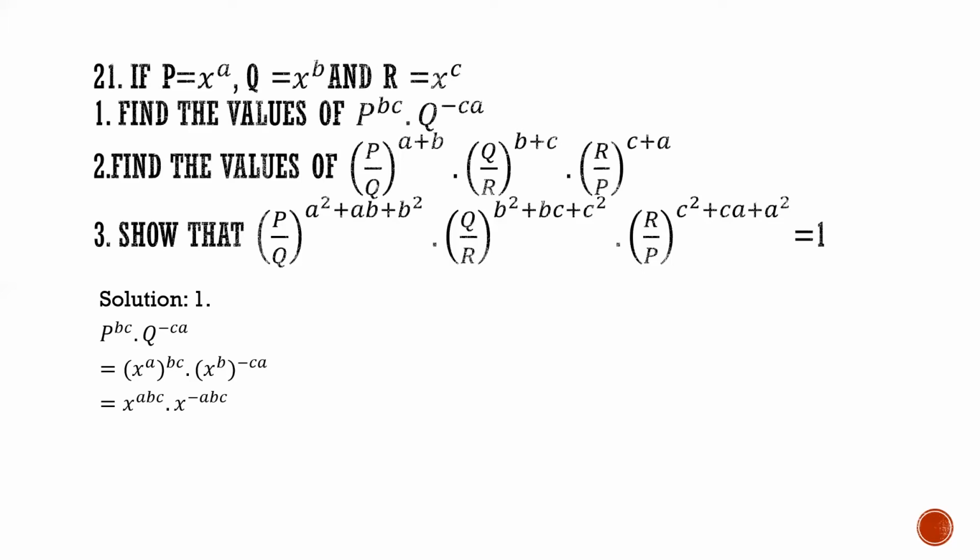Now we got two terms multiplied with the same base. So we can apply the formula a to the power m into a to the power n equals a to the power m plus n. So applying that, we will have x to the power abc minus abc, that is, abc and abc will be cancelled, so x to the power 0, which is equal to 1. So 1 is the solution of our number 1.